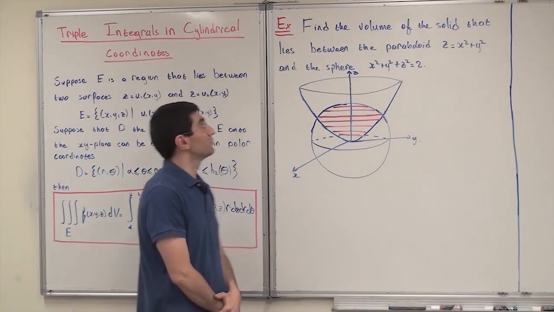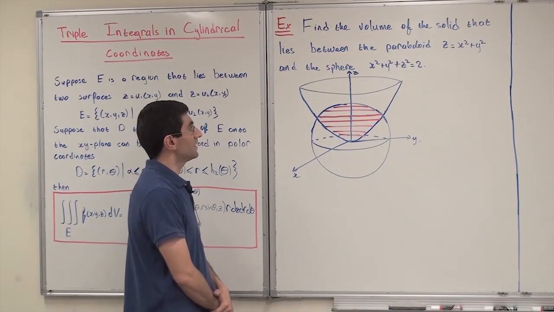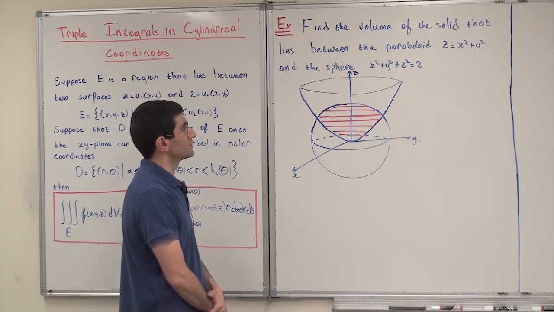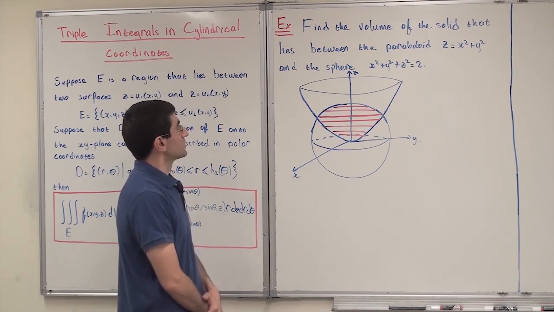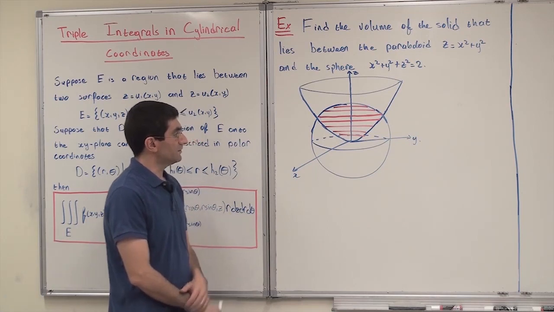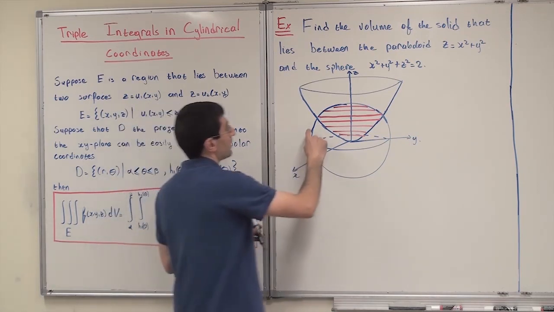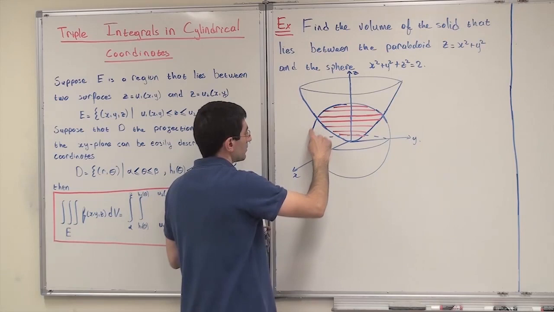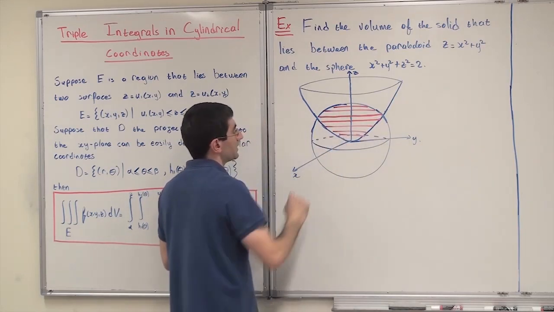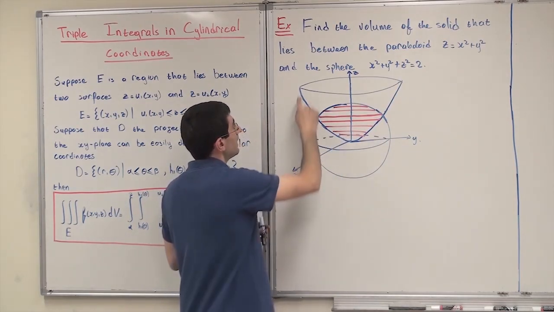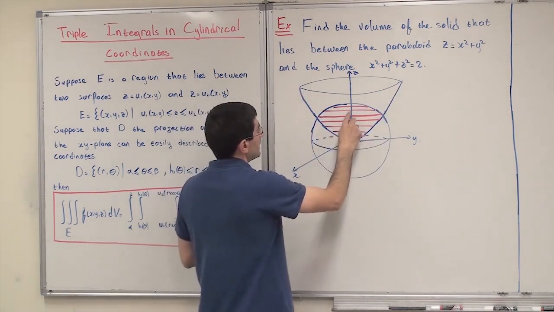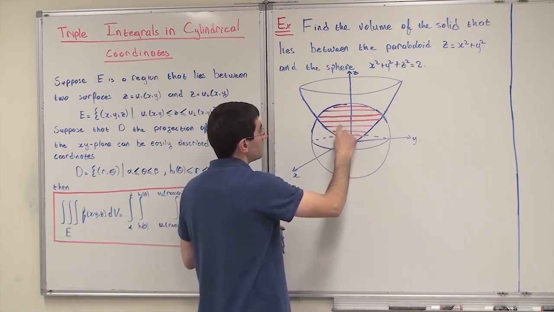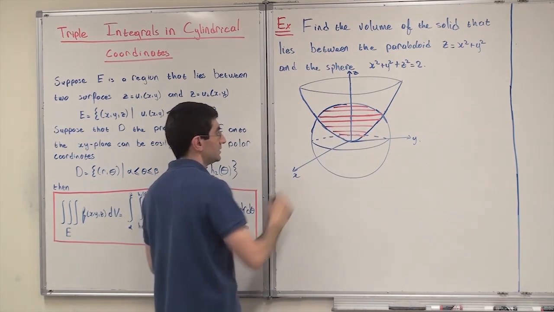In this exercise, we want to find the volume of the solid that lies between the paraboloid z equals x squared plus y squared and the sphere x squared plus y squared plus z squared is equal to 2. So, to understand this solid better, let's sketch this paraboloid and the sphere. Here is the sketch of the sphere with radius root 2, and here is the sketch of the paraboloid. Now, the solid mentioned in the question, it's this red region.